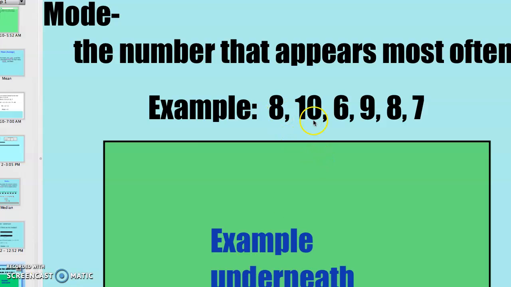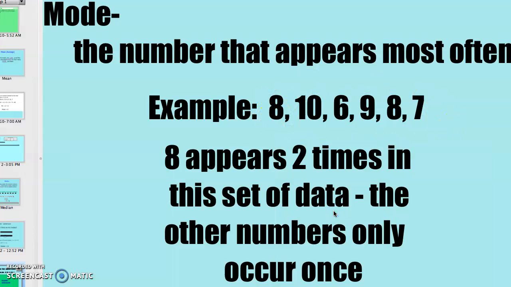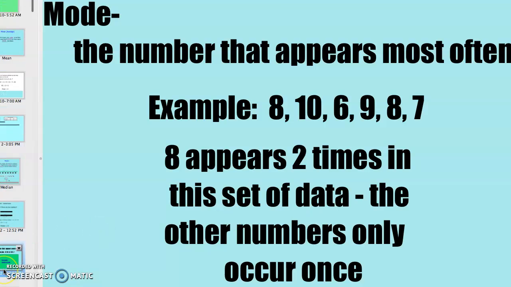So here's your example. We have the data set 8, 10, 6, 9, 8, and 7. We're going to find the number that occurs the most often. And this is the easiest one to find. It is clearly 8. So 8 is the most, or the mode.